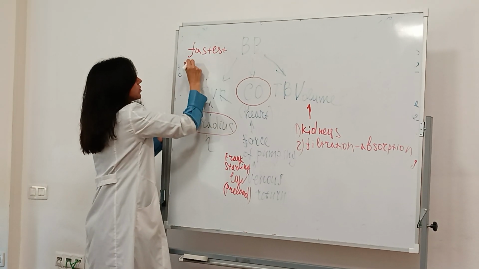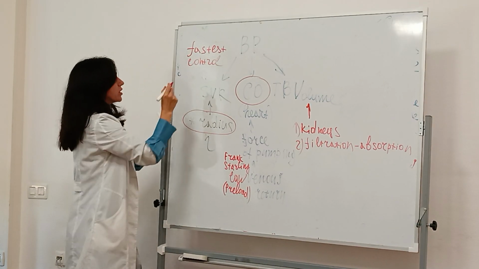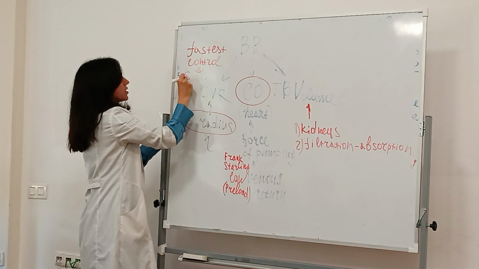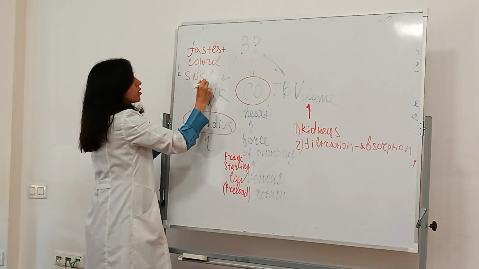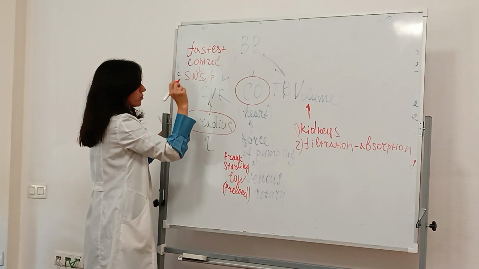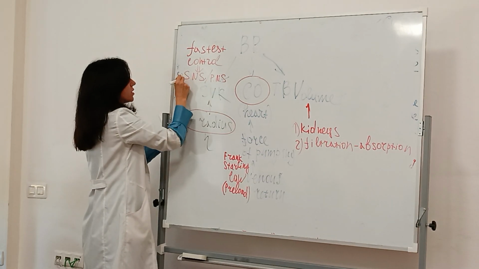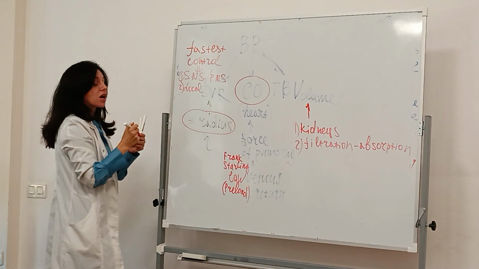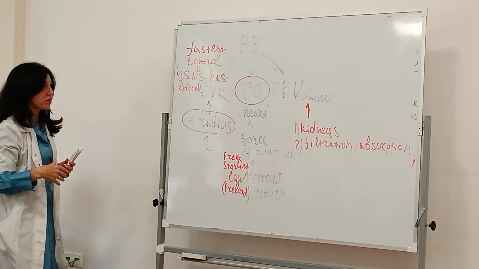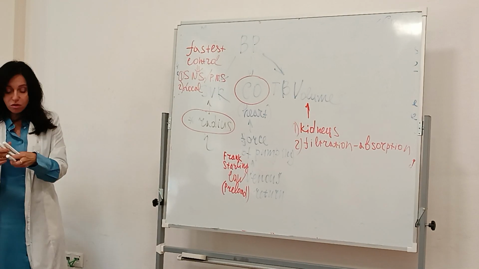Fastest control is by two factors: the sympathetic nervous system or parasympathetic, depending on the situation, and local control. Local intracardiac control or local control of blood vessels. Fastest control. Slow control.